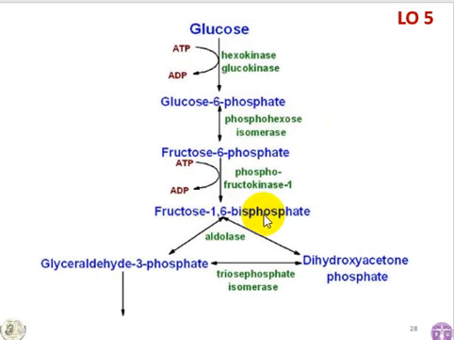Then fructose 1,6-bisphosphate, by the action of the enzyme aldolase, gives glyceraldehyde 3-phosphate and dihydroxyacetone phosphate. Both of these molecules contain 3 carbon atoms. Then dihydroxyacetone phosphate is converted into glyceraldehyde 3-phosphate by triose phosphate isomerase. So in this phase, we consumed 2 molecules of ATP.